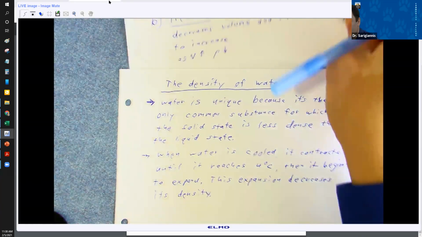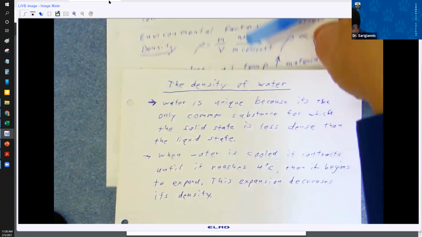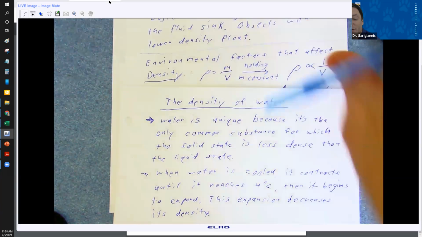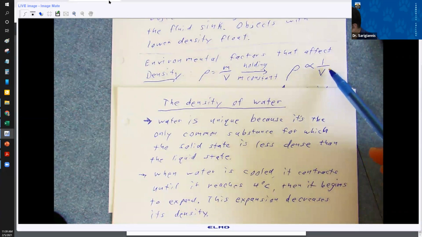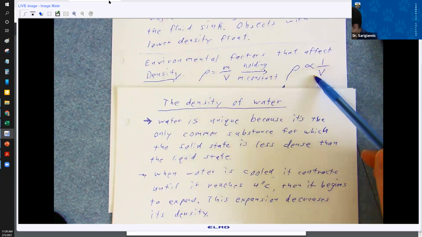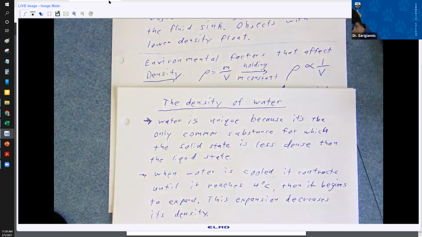So let me move this down a little bit. Right, so for a given mass of water, as it cools down, this volume actually gets smaller. So the density is going to increase. However, as soon as you hit 4 degrees C, that's the turning point, and that volume starts to increase again. So the density starts decreasing.